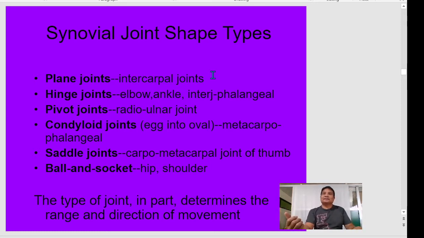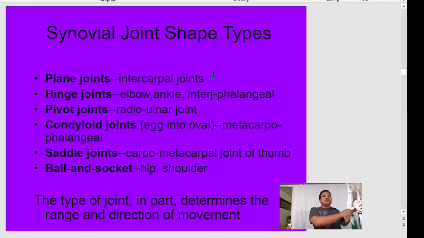No, intercarpal rather. So the intercarpal joints are in the wrist. This is an example of intercarpal joints, or the joints between the carpal bones. Then you have your hinge type of joint.